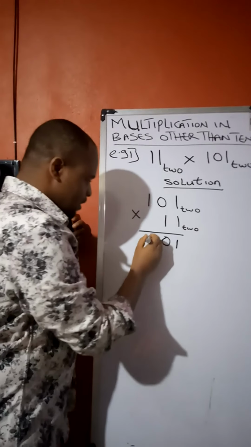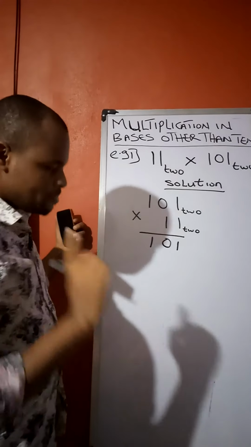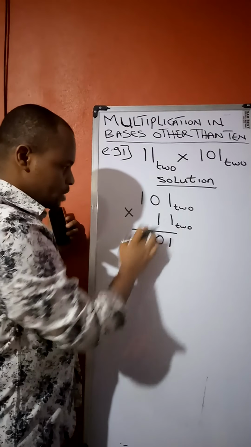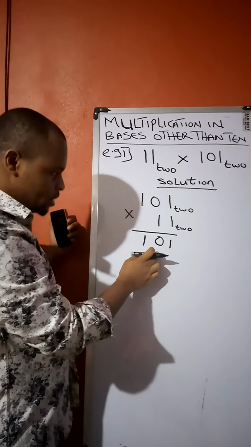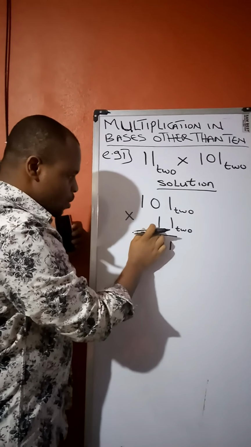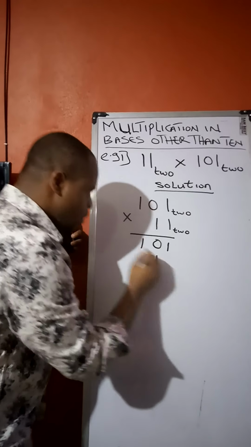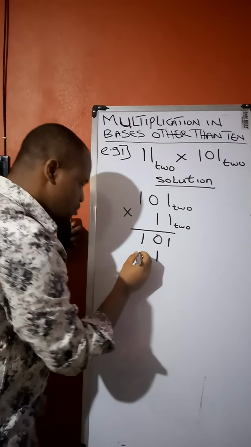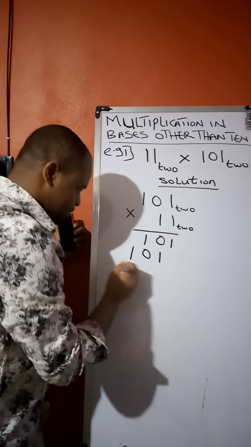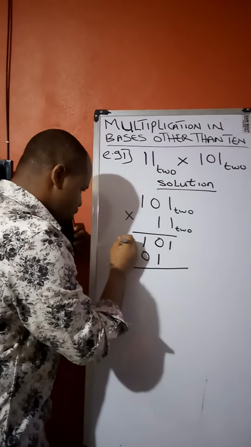1 times 1, 1. Remember, when you are multiplying in 2 digits, when you are starting the next multiplication, you start from the second digit. This one now, we want to use it to multiply all this. 1 times 1, 1. 1 times 0, 0. 1 times 1, 1. The next thing you do is to what?